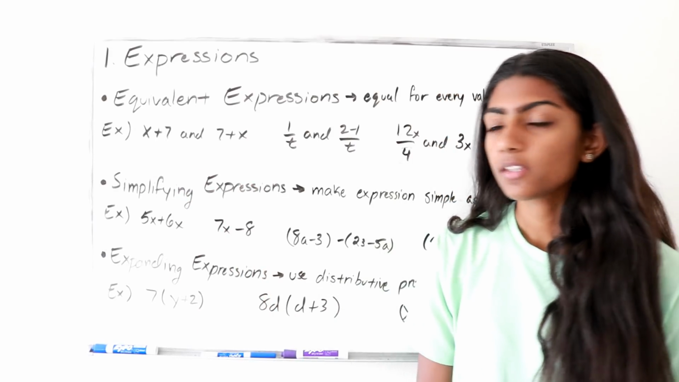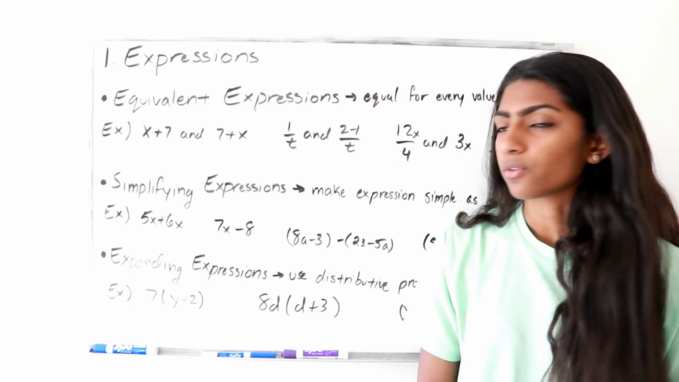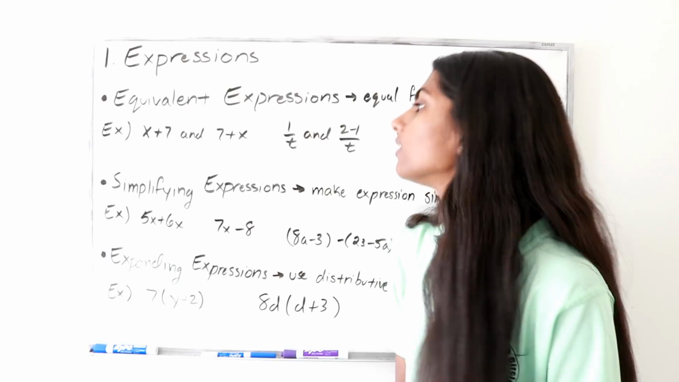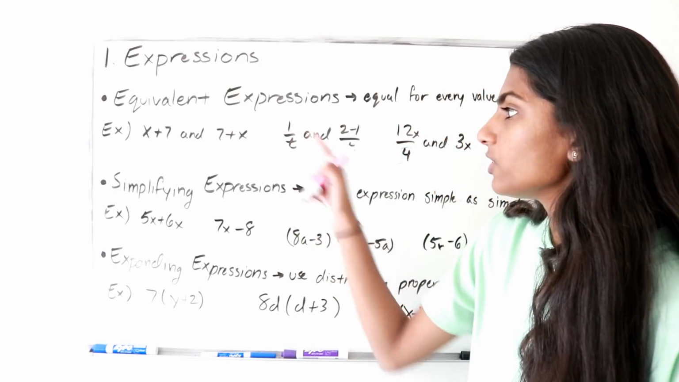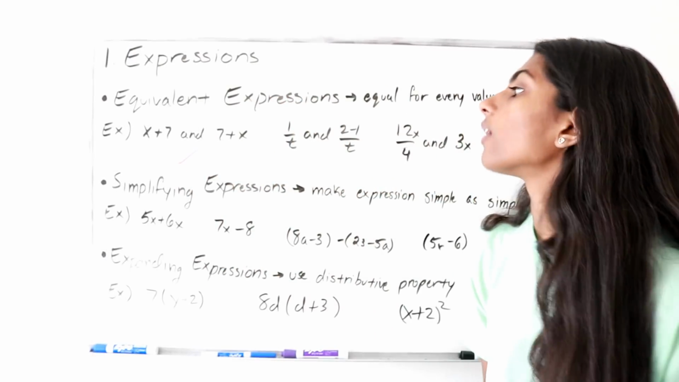And remember, you have to make sure that they're equivalent for every single value of the variable. So you can try x equals 1, x equals 2, all the way up to 3, 4, 5, infinity even. And we know that every time we do it, they're going to be equivalent. So that means that x plus 7 and 7 plus x are equivalent.